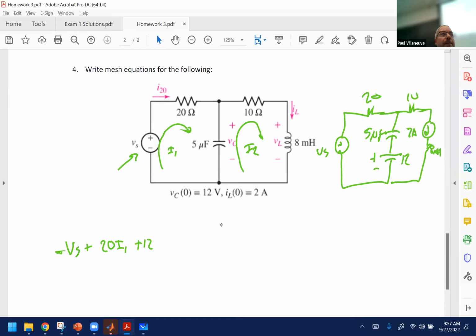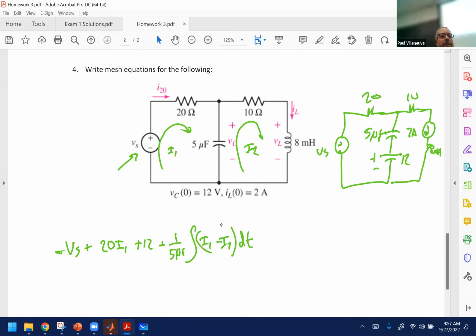What else? What is the voltage drop across a capacitor? Yeah, but it doesn't matter. You still have to integrate it, right? That equation is still the same. So it's plus 1/5 microfarad, integral of I1 minus I2.